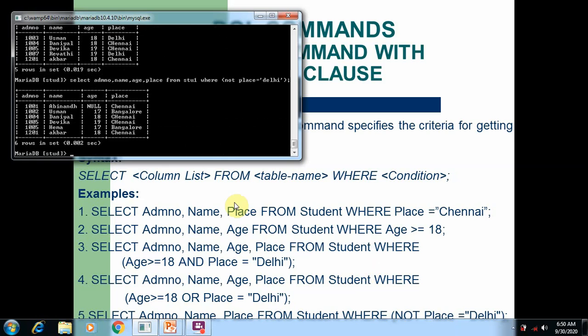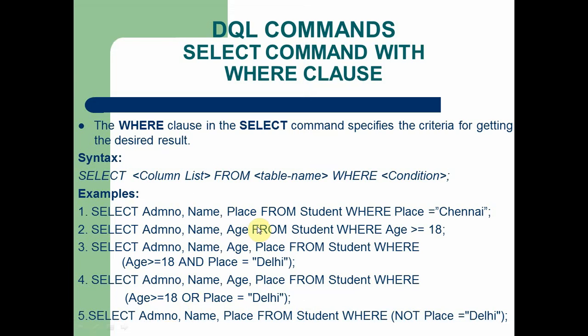So here you can see the Delhi value records in the place column are not displayed, because we are using the NOT operator. The NOT operator will invert the result. So you can see Chennai, Bangalore and other values are displayed here, but Delhi is not displayed because we use the NOT operator. So these are the three logical operators: number one AND, number two OR, number three NOT operator, which can be used with the WHERE clause.